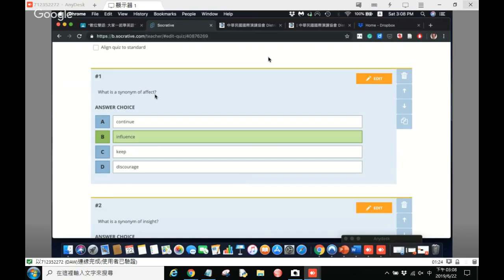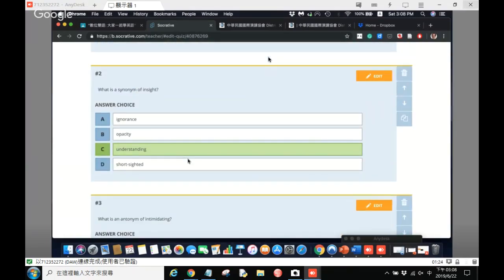Affect was one of the vocabulary words from the reading this week. And synonym, we taught you last week. Remember, we talked about the dictionary and the thesaurus. A synonym is a similar word, 同义字. Like I told you before, I like to recycle things. Last week we talked about synonyms. So the synonym of affect, the answer is influence.